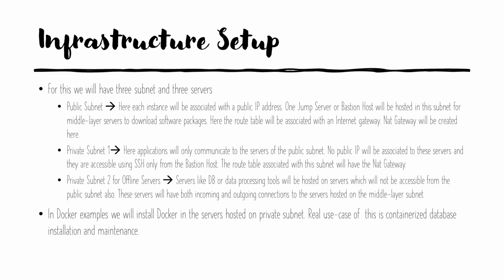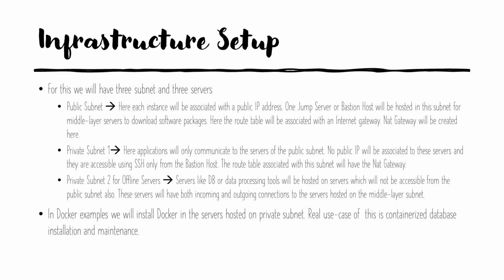The next is private subnet 1. Here the applications can only communicate to the servers of the public subnet or to private subnet 2. There will be no public IP associated to any of the instances of this subnet. These servers can only be accessed from the bastion host using SSH.